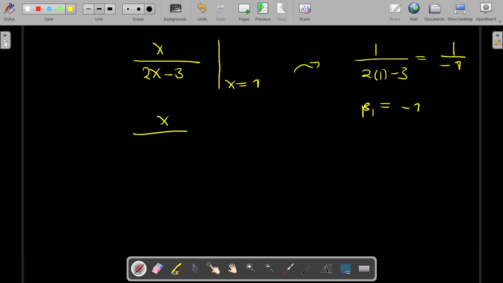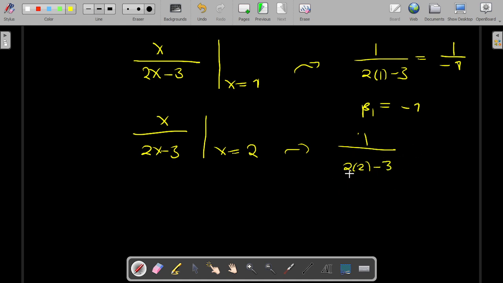Right, and then for us to find the second scalar, which is going to be beta 2, we have to say it is going to be x divided by 2x minus 3. Now here we're going to take x is equal to the second pole of our quadratic expression. The second pole was 2. Now this is going to give us 1 divided by 2 multiplied by 2 minus 3.